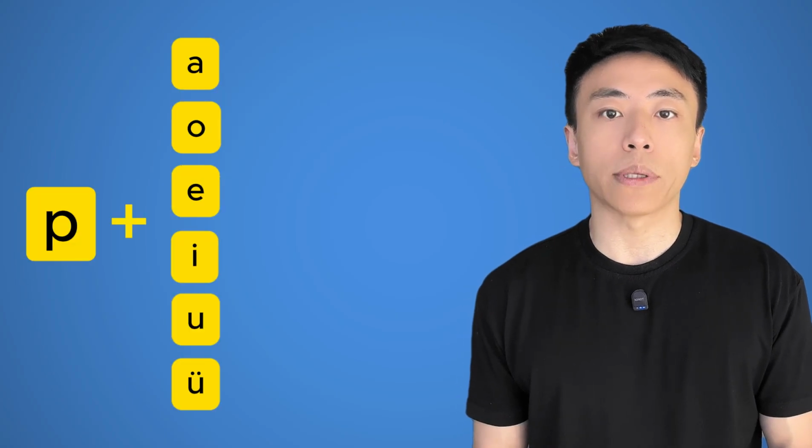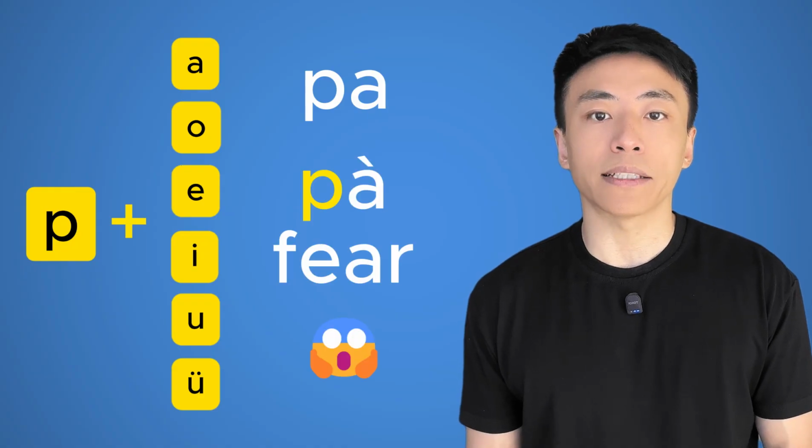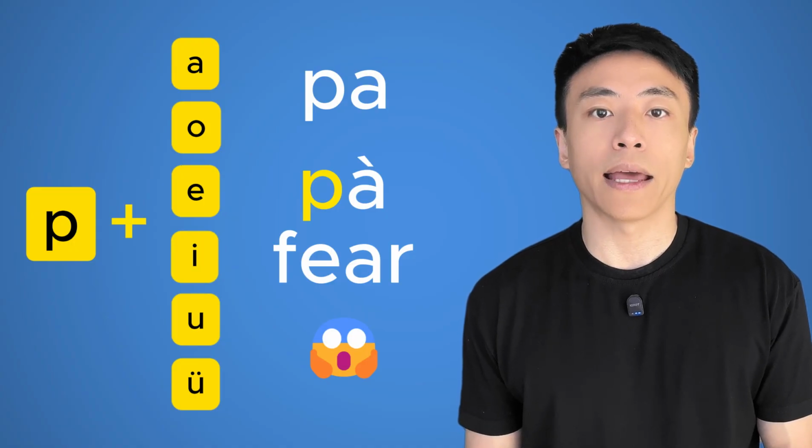Let's try the initial again. Po. Now let's combine Po with our lesson 2 finals to form syllables. P, A, Pa. With the first tone, it's pā, meaning fear or scare. Say it with a sharp falling tone and a strong puff on P.